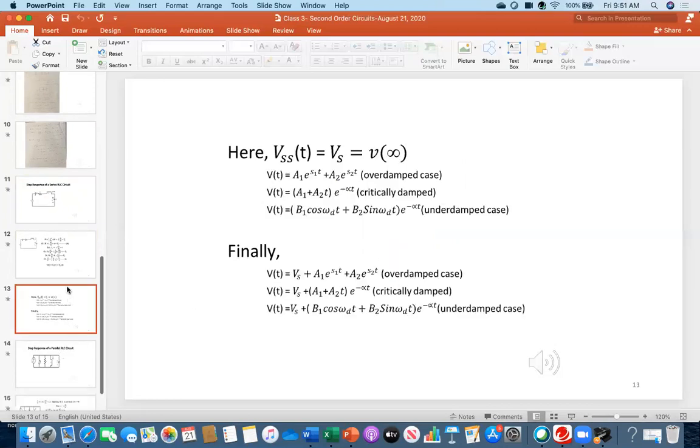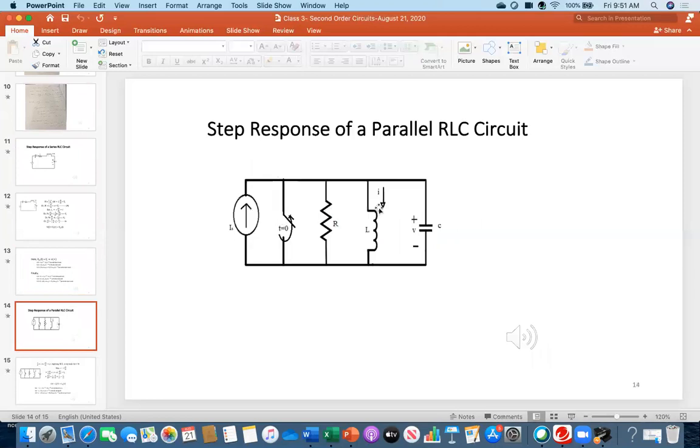Now look at how the situation is in the case of a parallel circuit. This is the step response of a parallel RLC circuit. Again, the assumption is that there was a parallel source-free circuit, and suddenly a current source is getting connected. There was a switch here which was initially closed, so the source was shorted out. But at t equal to 0, suddenly we open this switch. Because we are opening this switch, the DC current source appears across these three components. So what to do?